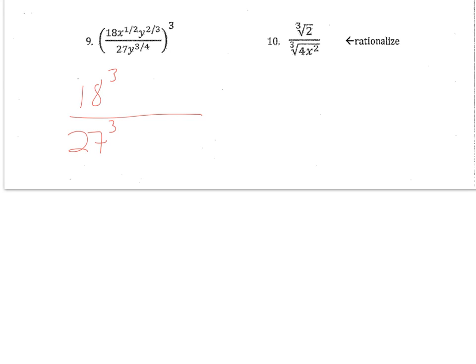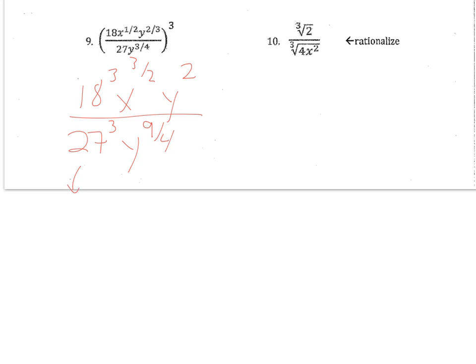Also, the 27 gets one. My 3 gets distributed by multiplication to the x. That will give me x to the 3/2. When my 3 gets distributed to the 2/3 by multiplication, 3 times 2/3 is 6/3, which reduces to a regular 2. Downstairs, 3/1 times 3/4 gives me a 9/4 power.